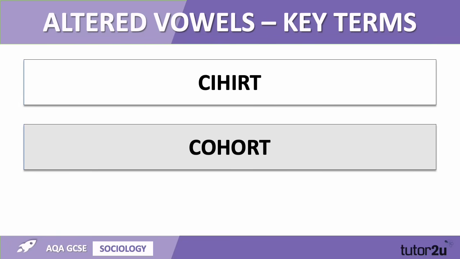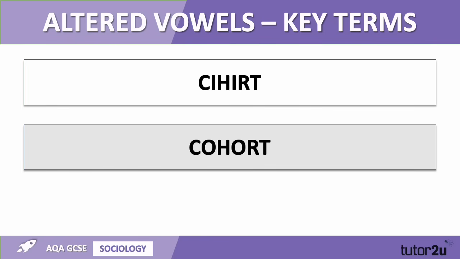Our fourth one is... give yourself a couple of moments to try and work this one out. Okay, so this is cohort. So those people that are born in the same cohort were born in the same year. Like if we think about you in year 11 at the moment studying, you are part of a cohort of students. You're the 2022 exam cohort.